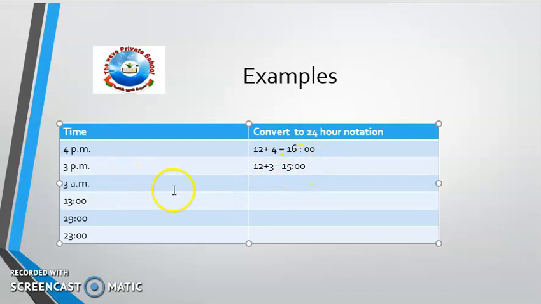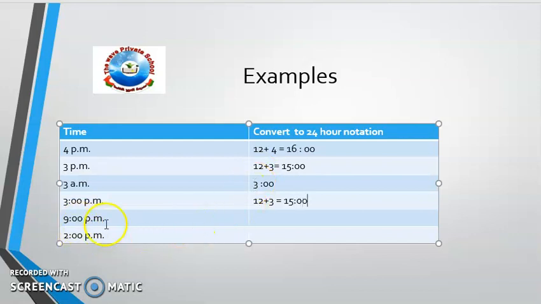Here they said 3 a.m. Here they didn't write p.m., so no need to write this 12. Just write this 3. It means 3 o'clock, because there is no plus. If there is PM, we have to write 12. If there is no PM, it means no need to write 12. Here you can also see 3 o'clock PM. Here you can see PM, so first step, whenever you see PM, you need to write 12, and then you write plus, and then this number will come the same. This example we have done before. So 15.